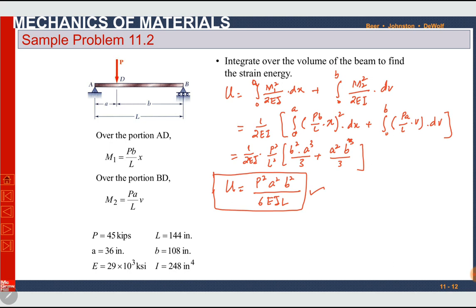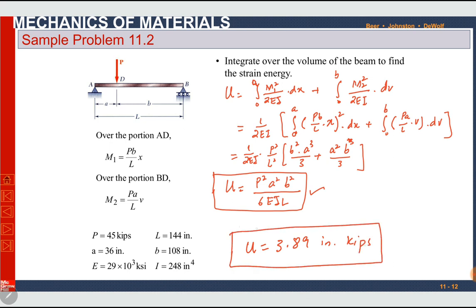Moving further, putting all these values of P, length, A, B, E and I into the expression, we can find U equal to, you can do the calculations by yourself, it will be 3.89 inch kilopounds. Inch pound is the unit of strain energy. Strain energy is simply work. Work has units of length multiplied by force. So it is length multiplied by force.